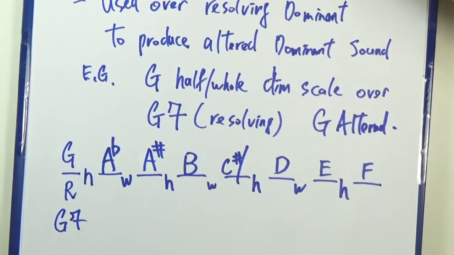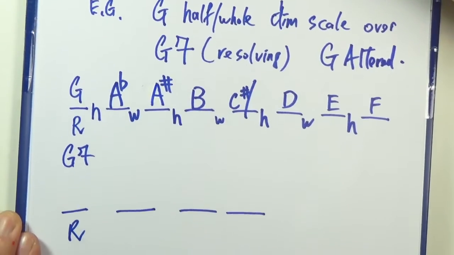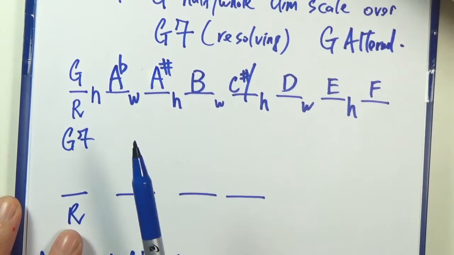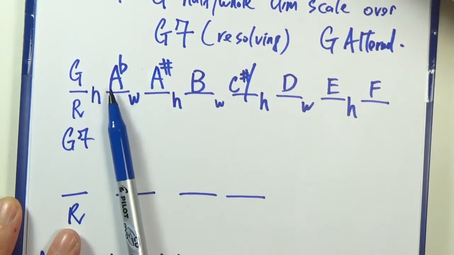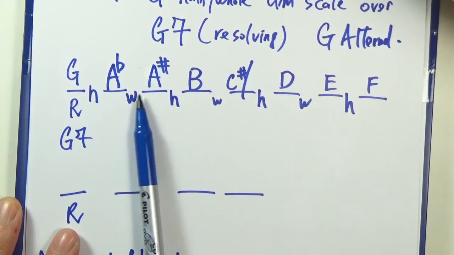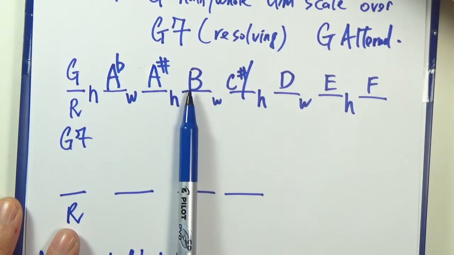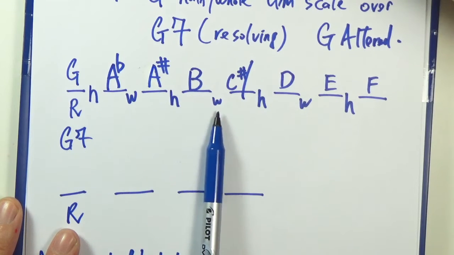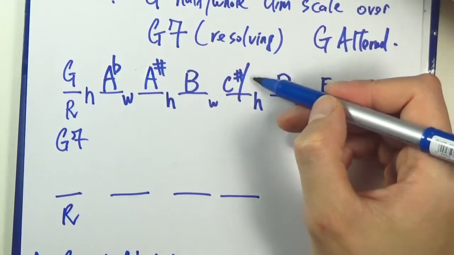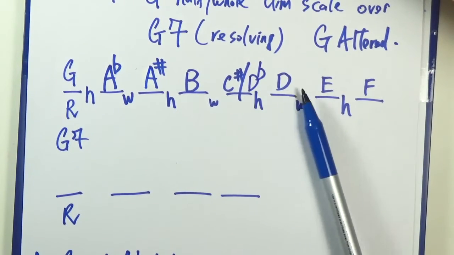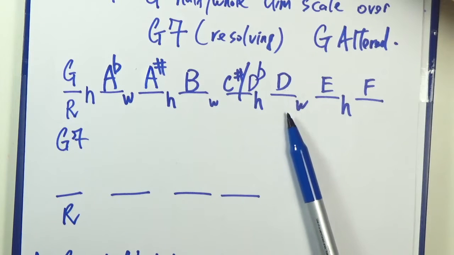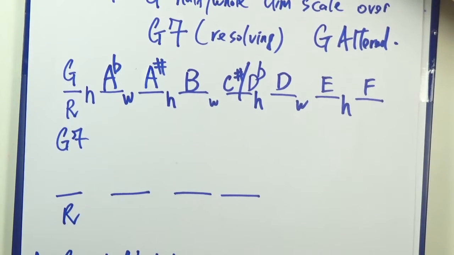So I've already written out the G half whole diminished scale here. Let's take a look. So again, alternating half steps and whole steps. So G, A flat, and then whole step I would go to A sharp, half step go to B, whole step go to C sharp, right? So C sharp is just D flat, so I'm going to put it down here. And half step go to D, whole step go to E, half step go to F. All right.